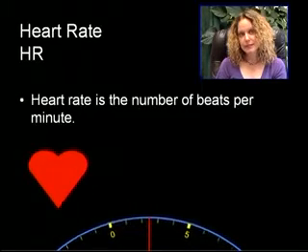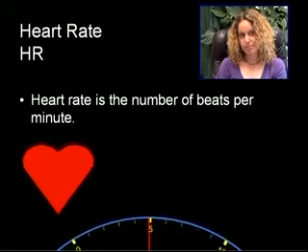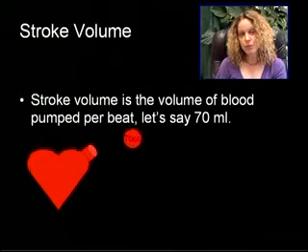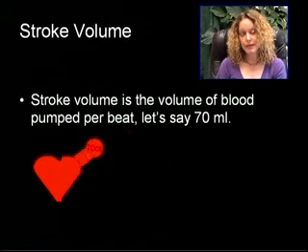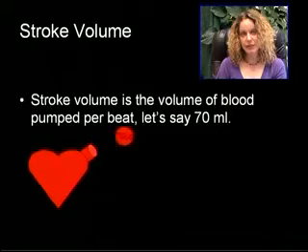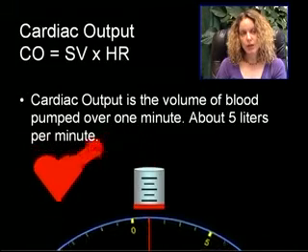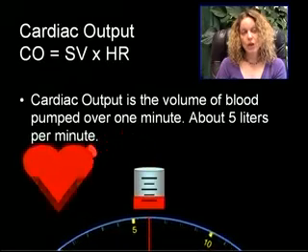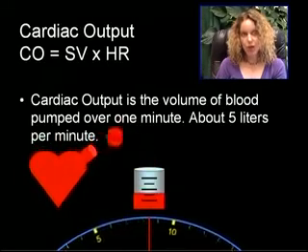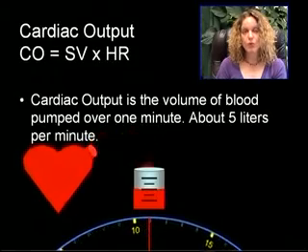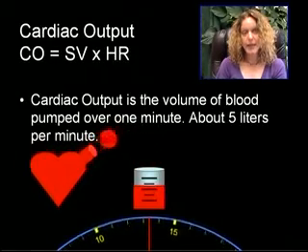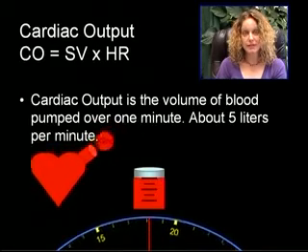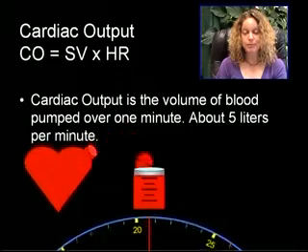The heart rate is the number of beats per minute. The stroke volume is the volume of blood pumped per beat, let's say about 70 milliliters. So now that we've discussed the stroke volume and the heart rate, we can talk about cardiac output. Cardiac output equals the stroke volume times the heart rate. And cardiac output is the volume of blood pumped over 1 minute, about 5 liters.